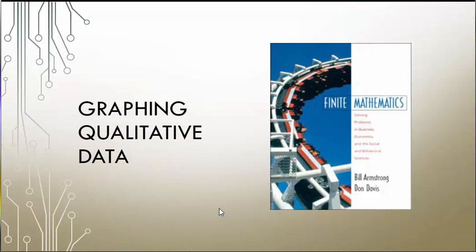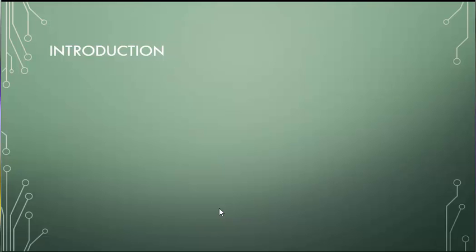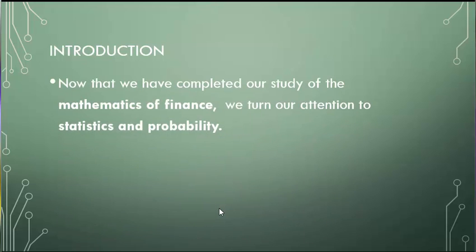Hey, Professor Davis with you as we move into Chapter 7, and Section 7.1 is on graphing qualitative data. Well, so far in this course, we've talked about linear mathematics, linear programming, and the math of finance, and now we're going to turn our attention to our final primary topic of statistics and probability.